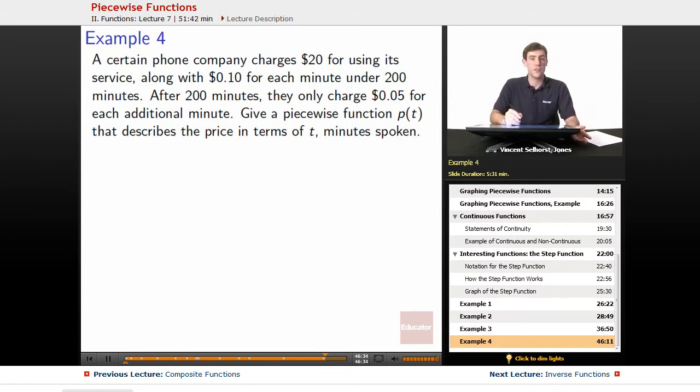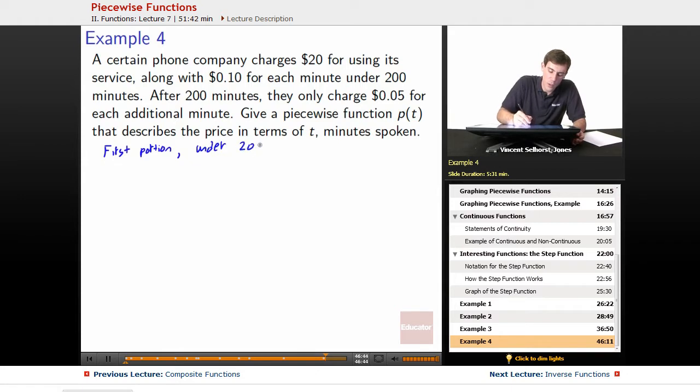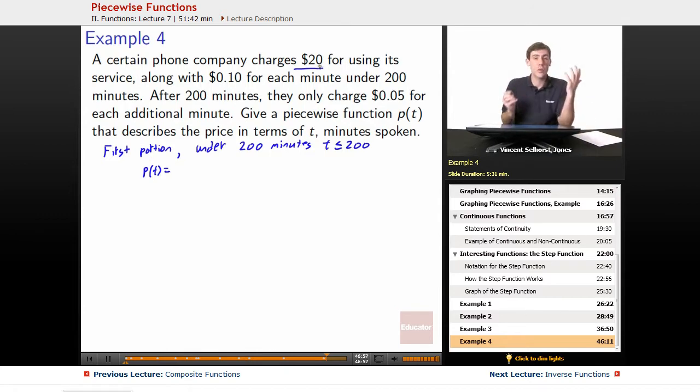So it's pretty easy for us to figure out what the first part is. So the first portion, when we're under 200 minutes, which is to say when t is less than or equal to 200, price of t is not too hard for that. P of t equals, well, $20 flat rate, right? They charge us $20 and then they charge us 10 cents per each additional minute. So $20 plus that additional 10 cents, how many minutes did we have? We had t, so 0.1 times t, right? And that's what it is.